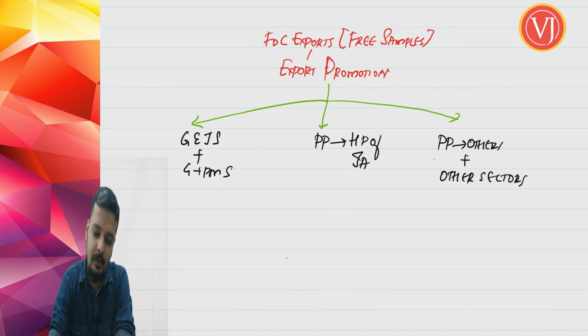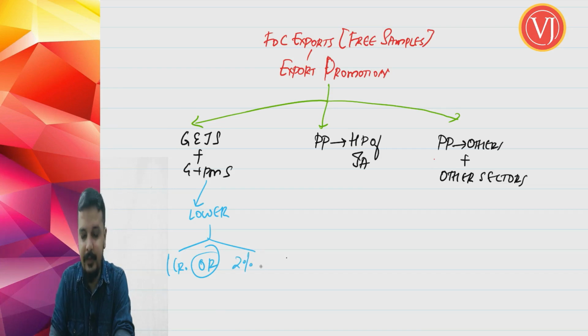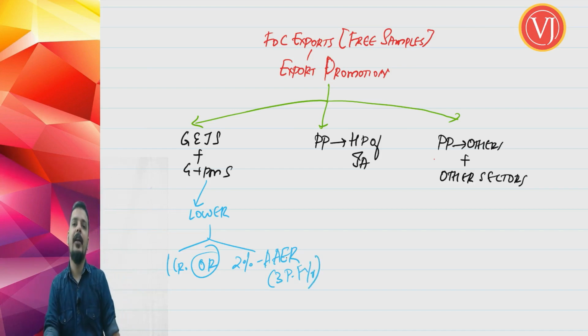How much is allowed? Now if it is gems and jewelry sector plus gold and precious metal stones, it is lower of 1 crore, not higher of. It is lower of 1 crore, or 2% of average annual export realization, which is based on the preceding 3 previous financial years, right? This average annual export realization will be based on 3 previous financial years.